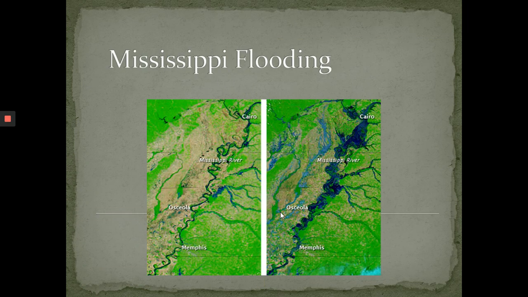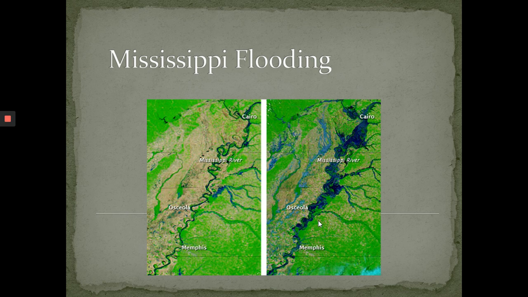Another example of an ecosystem service is flood control. This is a flood that happened in 2011. This is what the Mississippi River looks like currently. This is what it looked like in 2011. As you can see, there's massive flooding in the Missouri and Tennessee areas of the Mississippi River. This flood was thought to be one of the worst ever that they've had in the Mississippi River.